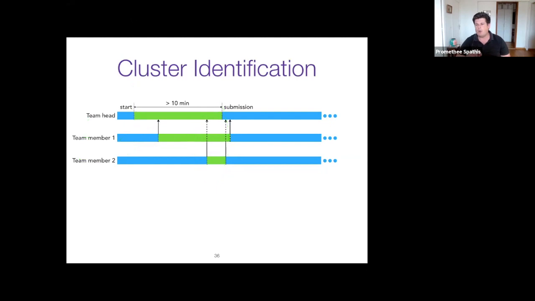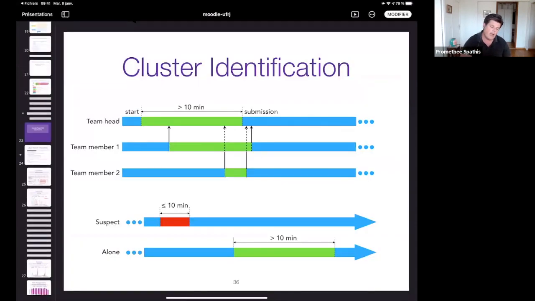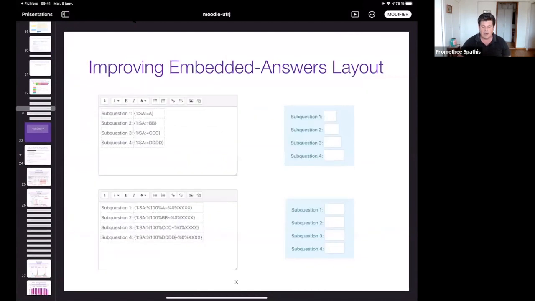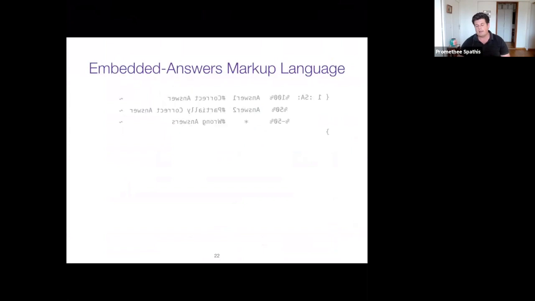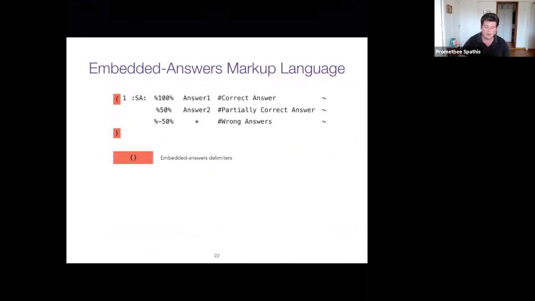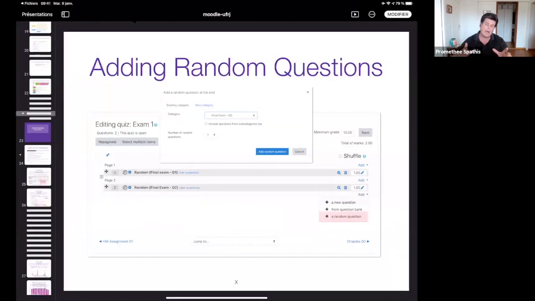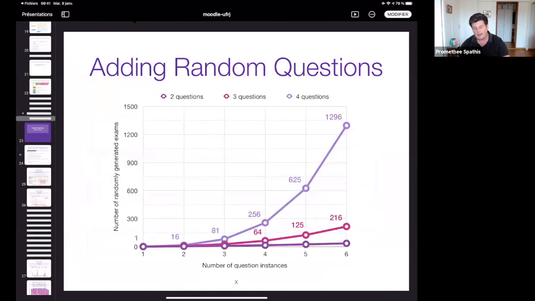So I have another question in the chat. Yes, I can do this. I didn't present it because basically I had no time for this. But we can do random questions as well. Basically, you can have questions in the bank and ask Moodle to randomly pick versions of the questions. And that's what we did for the final exam.